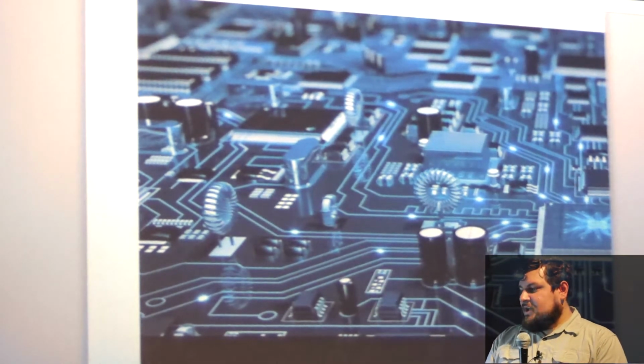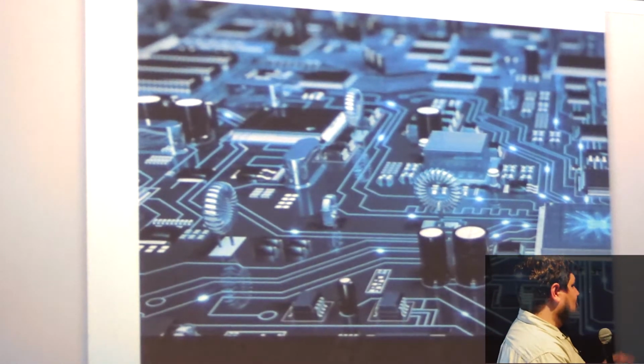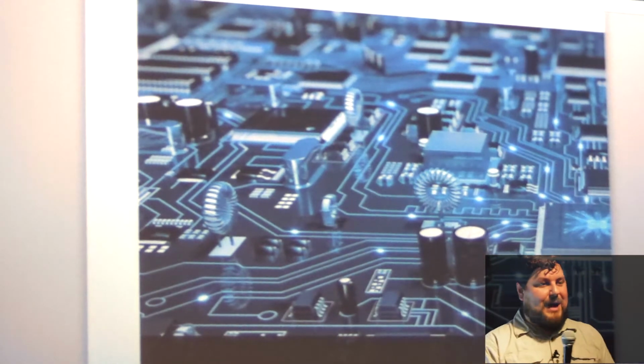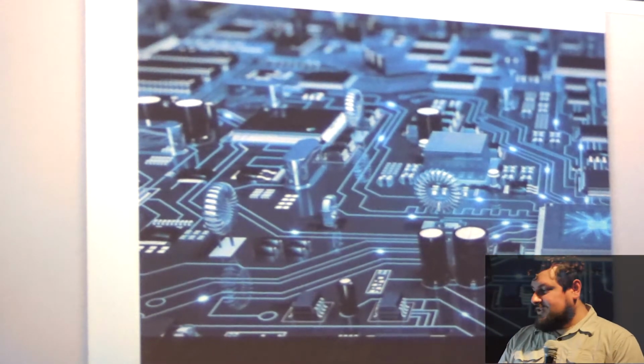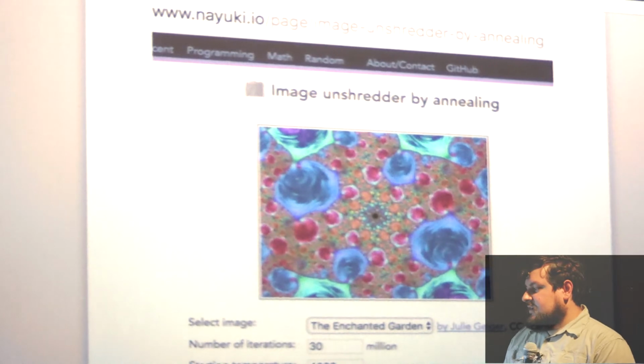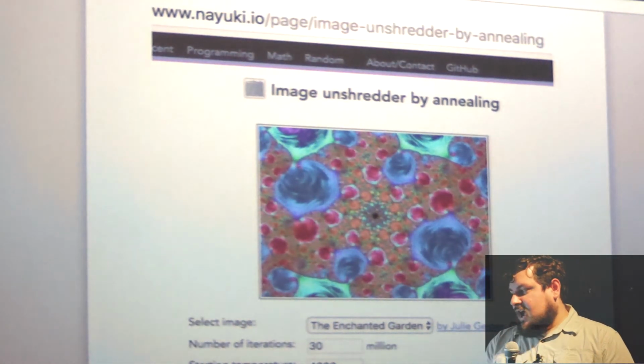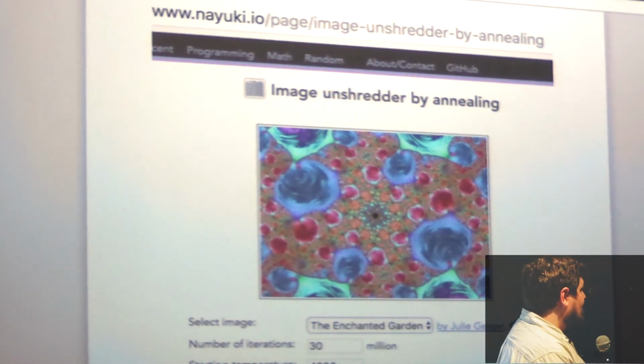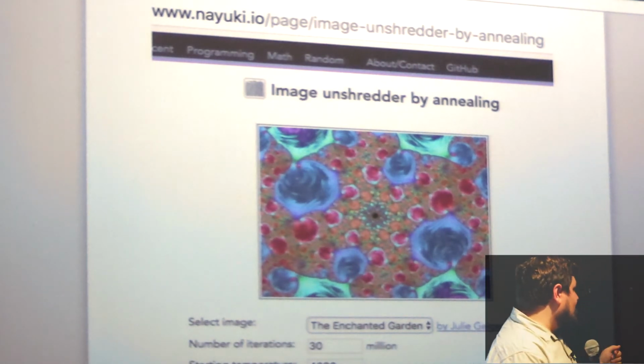So when I originally gave this talk, those were basically my examples of simulated annealing, and I wasn't super happy with them. So later, I saw a really cool example of simulated annealing on the internet, and I really encourage you to go check out this website after the talk. It's really cool. It's an image unshredder by annealing.